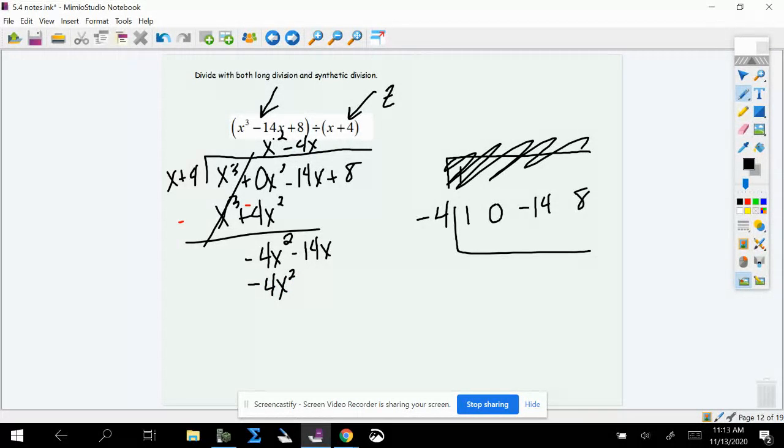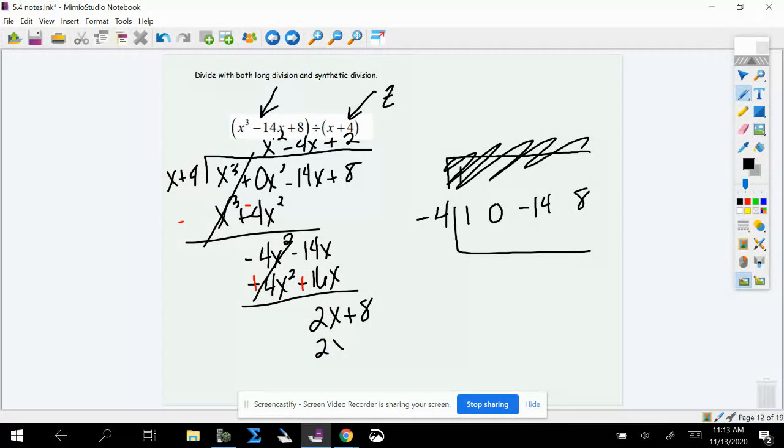Negative 4x times 4 is negative 16x. Change my signs, so plus plus. This will cancel. Negative 14x plus 16x is 2x. Bring down the 8. What do I multiply x by to get 2x? That will just be a 2.